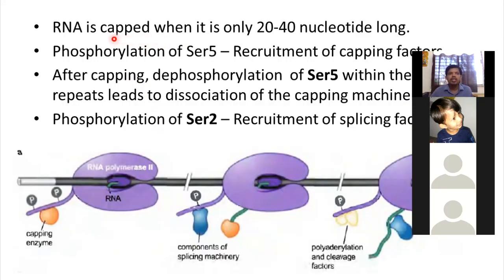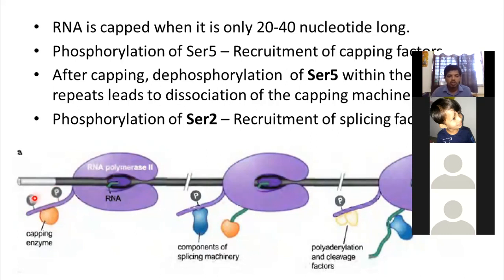I already explained that the RNA is capped when it is only 20 to 40 nucleotides long. Then there is phosphorylation of the serine at the 5th position. So the capping enzyme is recruited at this particular location. Now this RNA polymerase will move and start the elongation process, right? Before the elongation, this capping enzyme will recruit the other enzymes responsible for the capping process. One by one we have learned about the 3 enzymes, but the 3 enzymes will be recruited by this capping enzyme.